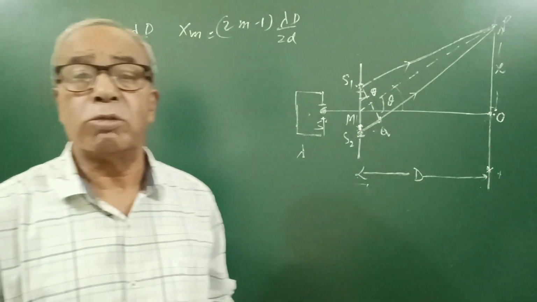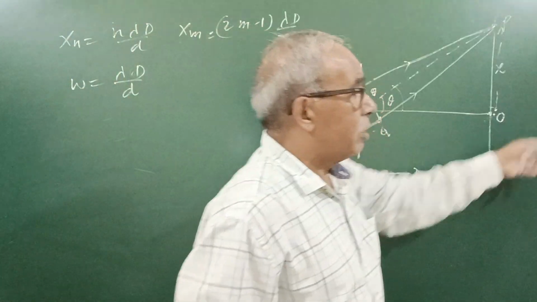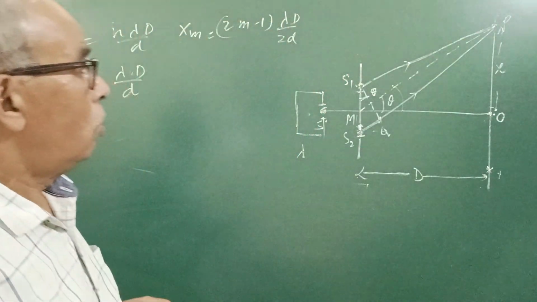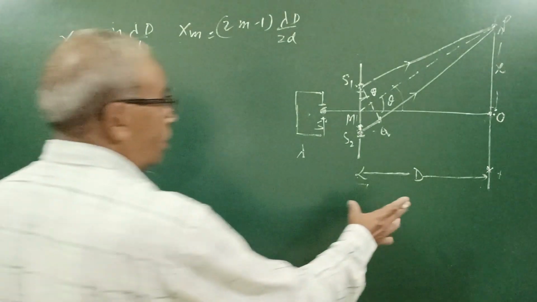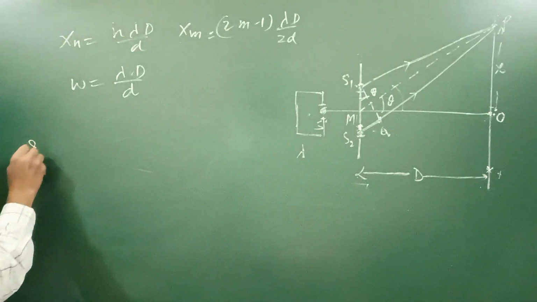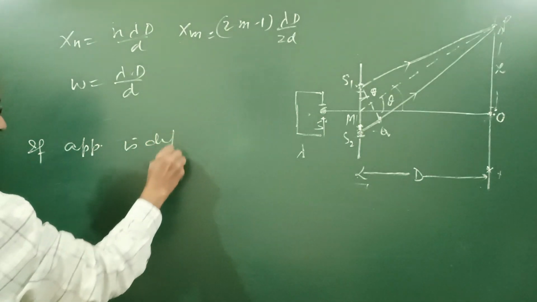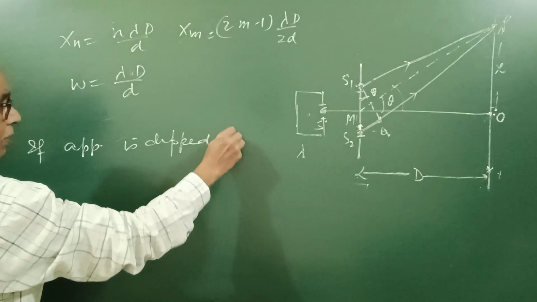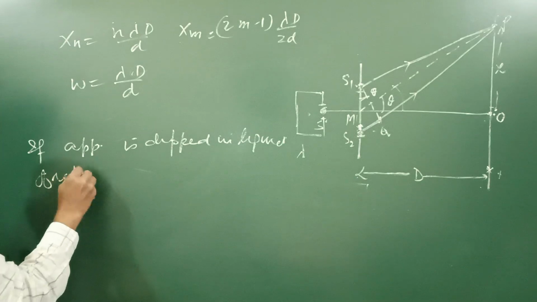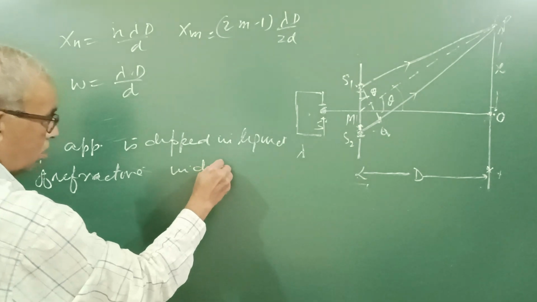Now one thing more, dear students, 20 minutes away. If the whole apparatus of Young's experiment is dipped in a liquid like water, then what will happen? Capital D is the same. Then if the apparatus is dipped in a liquid of refractive index n.